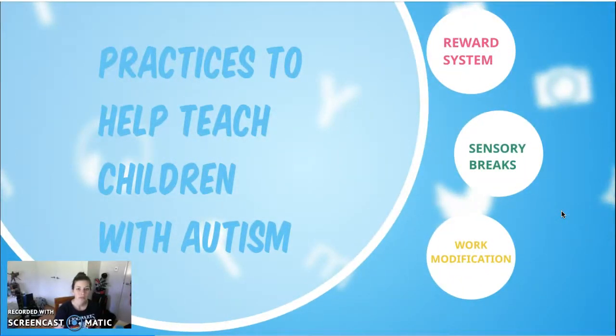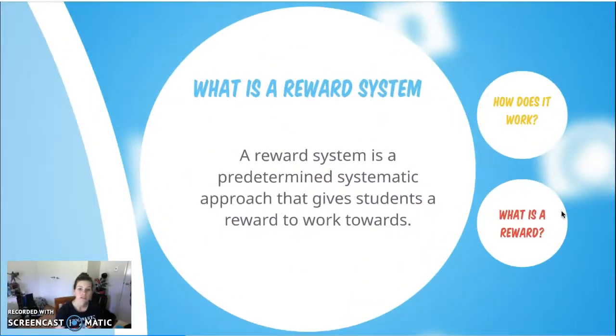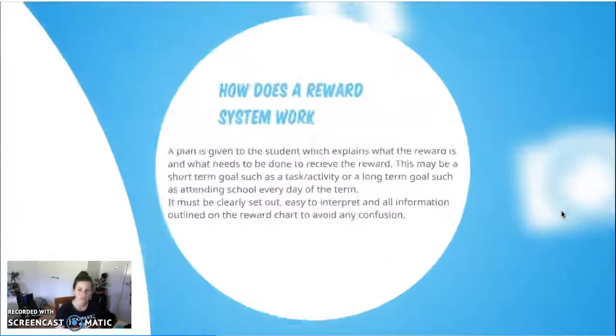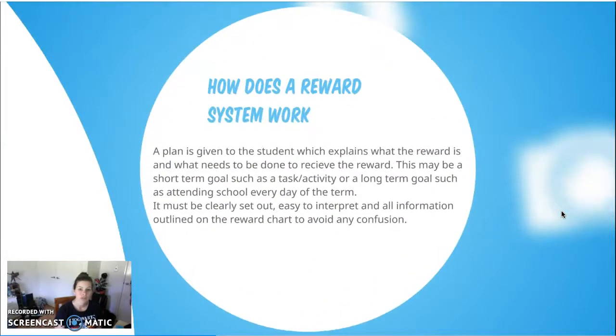I'm going to explain a couple of practices to help you teach children with autism, starting with the reward system. A reward system is a predetermined systematic approach that gives students a reward to work towards. It works by giving a plan to a student which explains what the reward will be and what needs to be done to receive the reward.